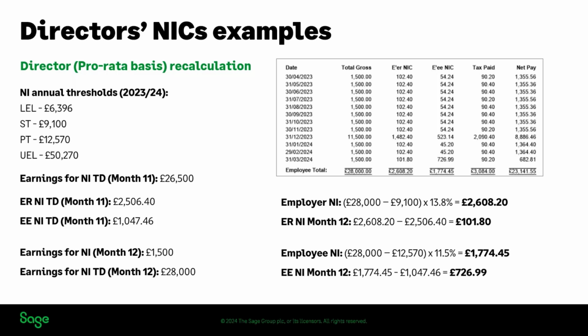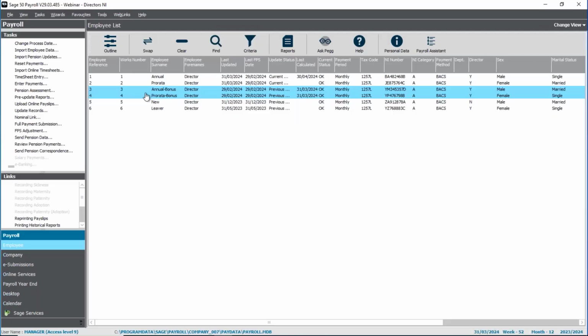So I'm just going to run through two other quick examples where there are slight changes to the calculation. The next one we're going to look at is where a directorship has begun midway through a tax year. And when this happens, the annual thresholds that are used in the calculations are adjusted based on the amount of time they have been a director in the year. So we'll show the example in payroll first.